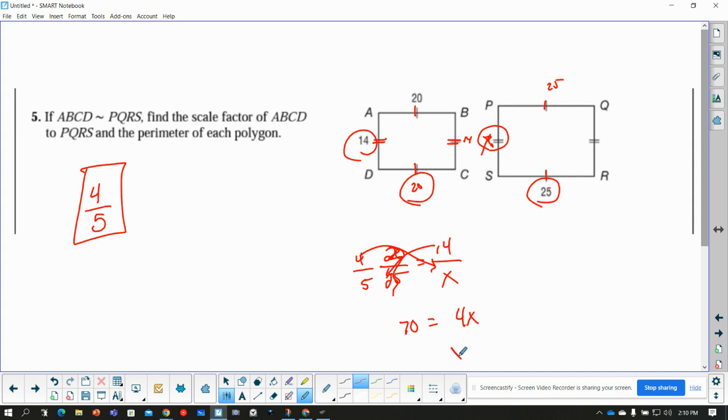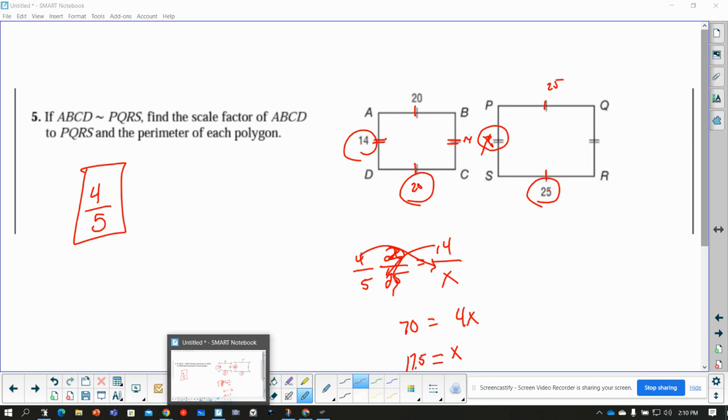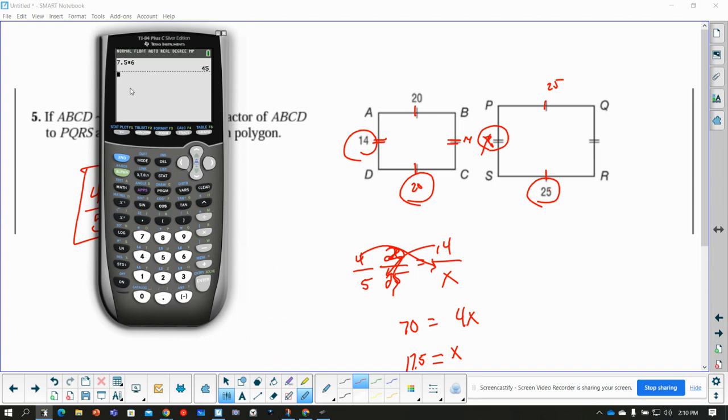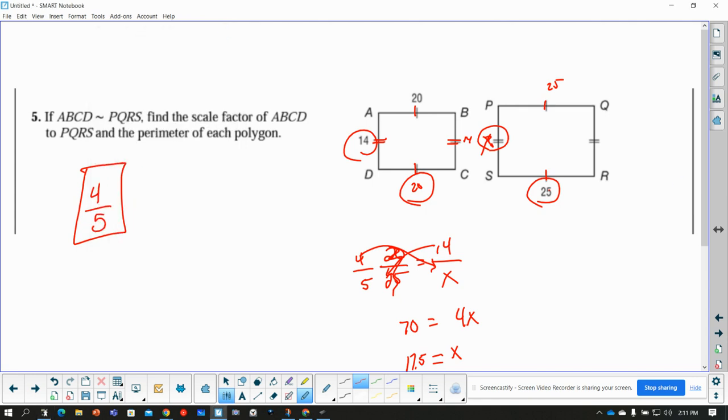And divide both sides by 4. And I get, oh man, 70 divided by 4 would be 17.5, I think. Wow, I'm going to have to grab my calculator. I tried not to do it. I waited as long as I could. That's as far as I got. Let's see here. I need to do 70 divided by 4. I think I did it right. Yes, I did. 17.5.